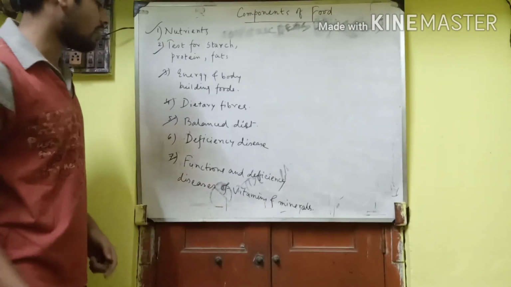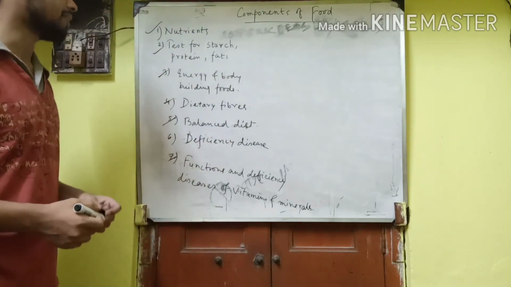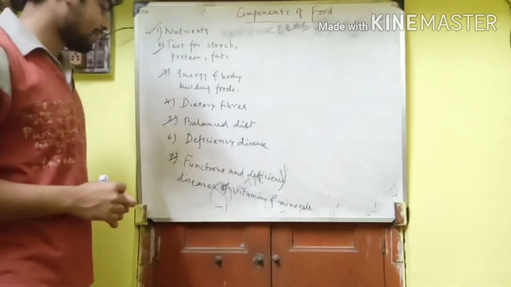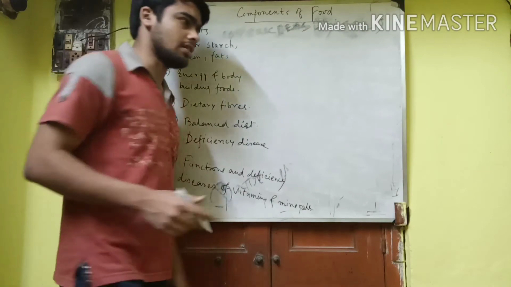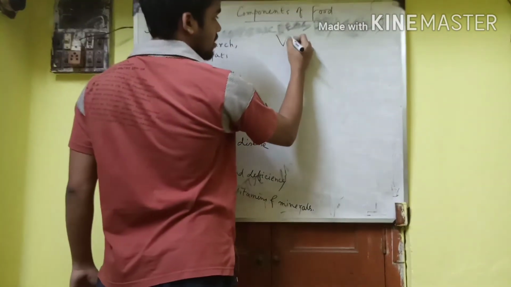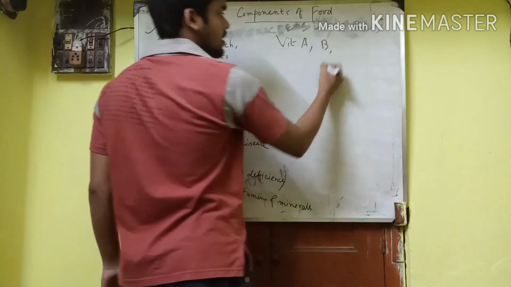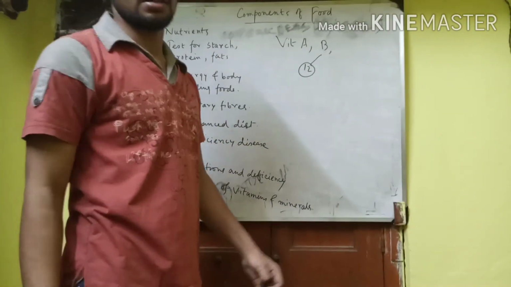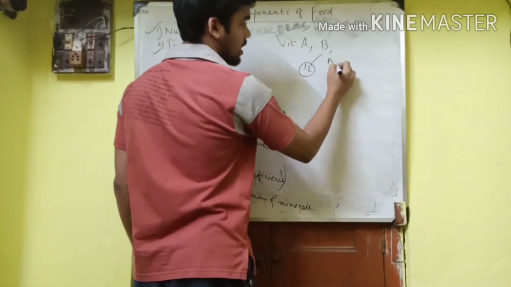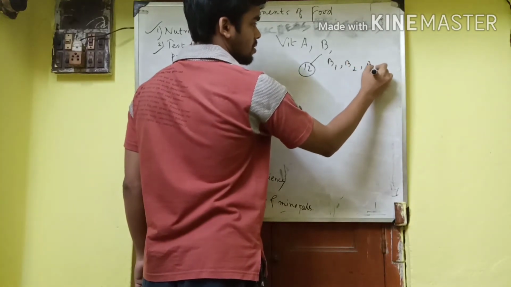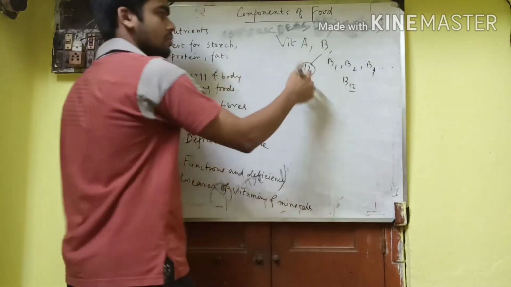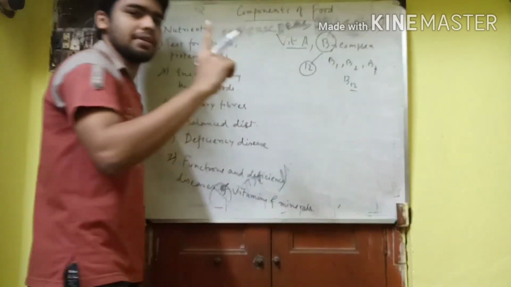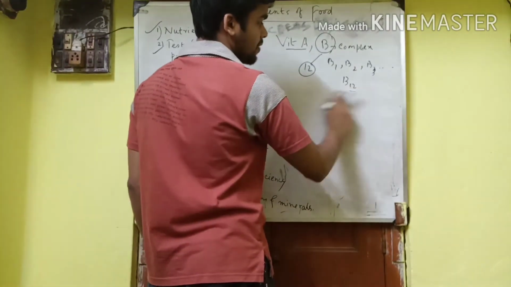The functions and deficiency diseases of vitamins and minerals are a very important part of this chapter. Many questions can be asked from this part. So there are various vitamins: vitamin A, vitamin B. There are 12 types of vitamin B: B1, B2, B3, up to B12. This is basically called the vitamin B complex, because vitamin A is only one vitamin, but vitamin B has 12 various types.